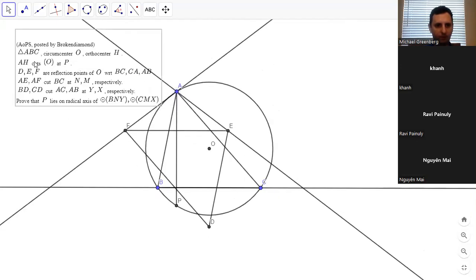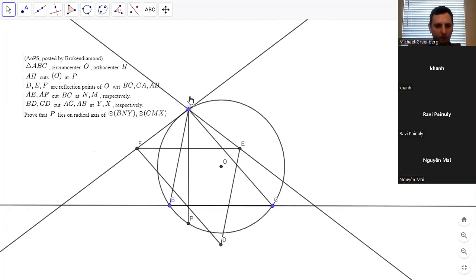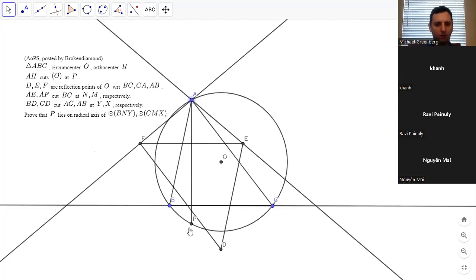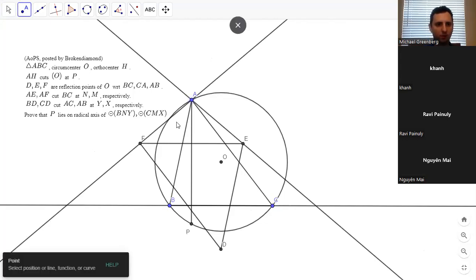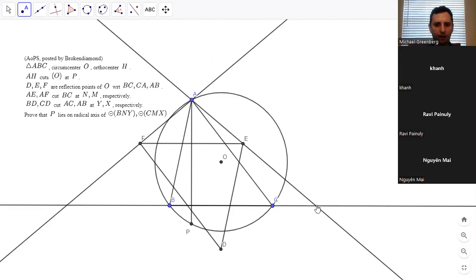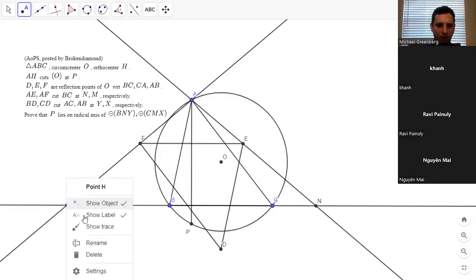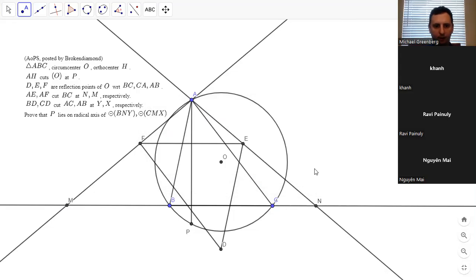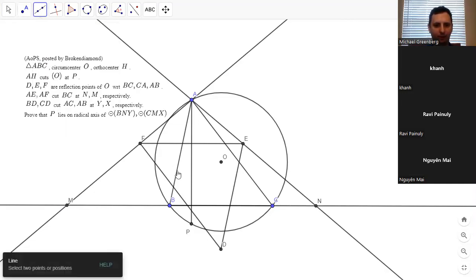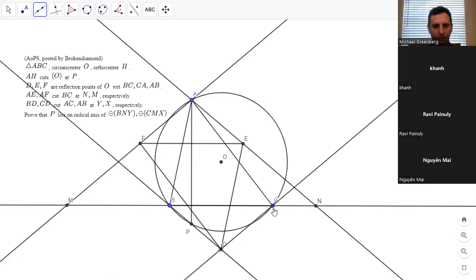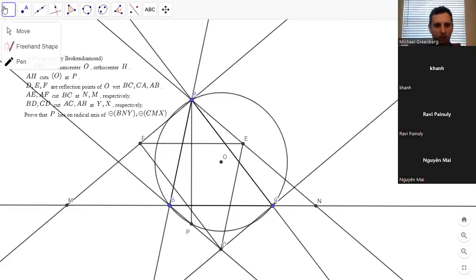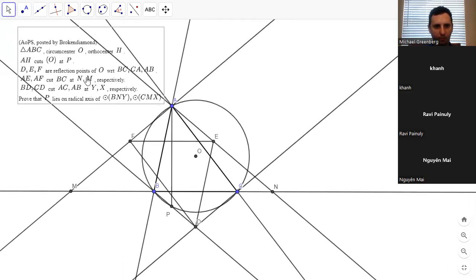Zoom in a little bit. So, N and M. And BD and CD intersect. Okay, this figure is going to be a little tricky. We've got to intersect BD with AC. Okay, so I'm going to have to shrink it and move some things around.